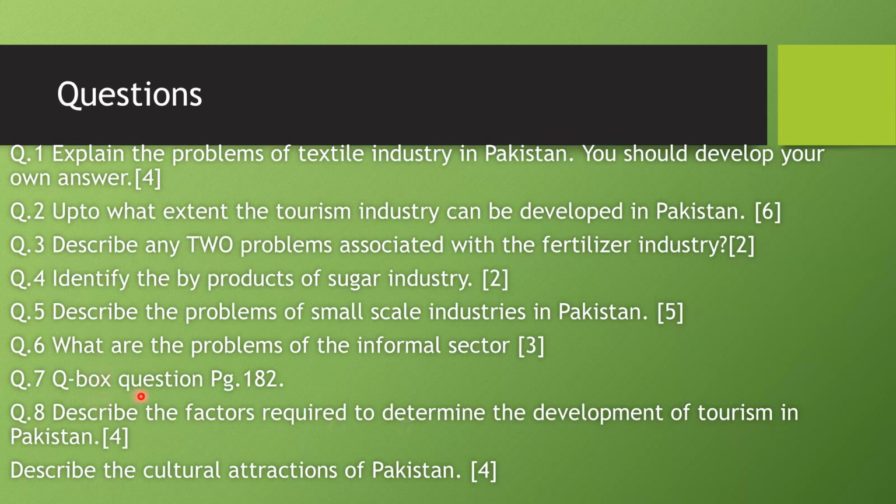Moreover, question number 7 is the Q box question on page 182 of your book. Refer to the Q box question. You know how to answer a Q box question. You need to agree with one statement, you need to disagree with the other, and you need to mention 3 reasons for each of the statements. So do refer to these questions as well. These are some of the important things of the chapter on industry. Do refer to them.